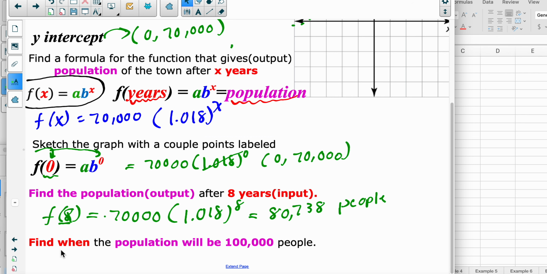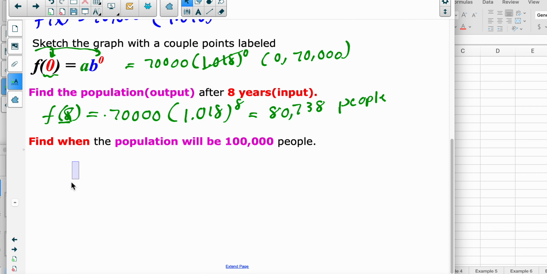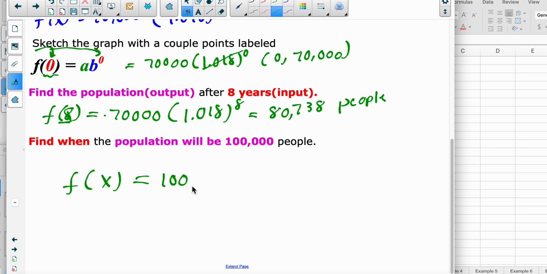Then it says find when. It wants me to find how many years, when is time, when the population will be 100,000. If I write this in function notation, it wants me to find the x value when the output is equal to 100,000 people. So this is where I'm going to use solver. If I'm given an output, I use solver to solve for the input.